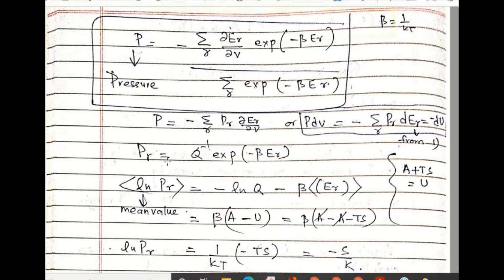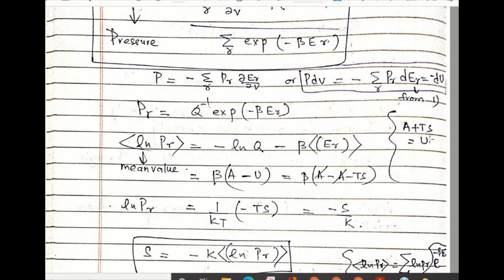Now again, what is probability? Probability is Q inverse exponential minus beta Er. We know this is the probability: exponential minus beta Er by summation exponential minus beta Er, where the summation of exponential minus beta Er is actually the partition function. So the probability can be given as Q inverse exponential minus beta Er. So ln of Pr, if you apply the logarithm here, is minus ln Q minus beta Er.